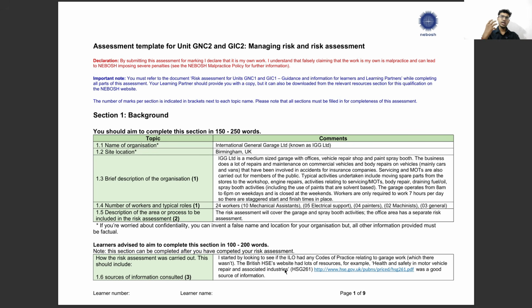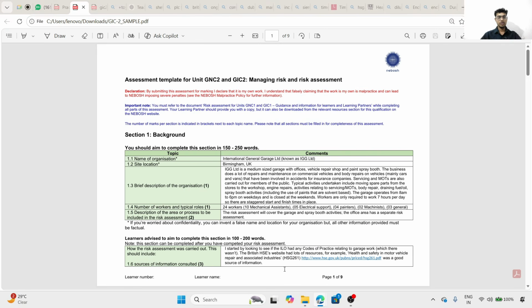So you should check on the internet directly. Don't just put something like Google. Don't say in this box that you checked Google. No, mention proper safety sources. You should mention how you found it over here. One of the best sources of information that you can refer to, I will show you.